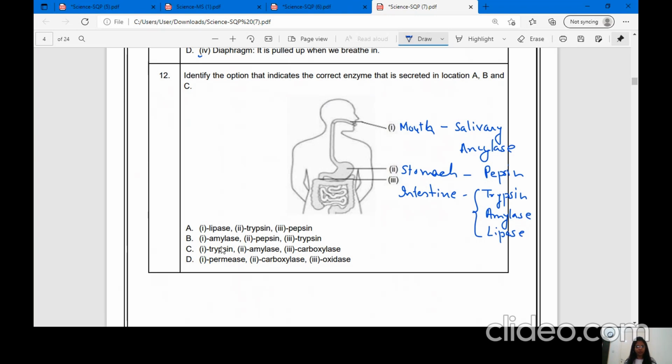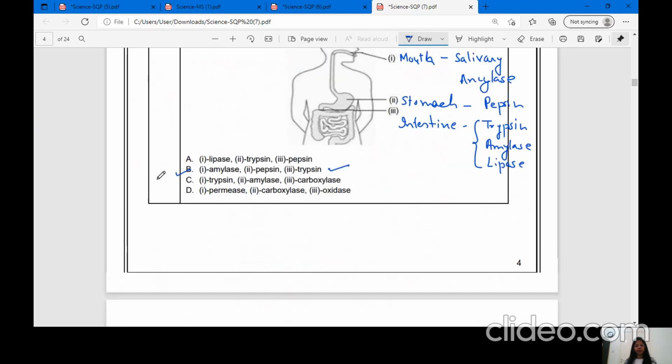So let's come to option A. Lipase. No, lipase is not secreted from the mouth. Come to the B part. Number 1, amylase. Yes, right. Number 2, pepsin. That is correct. Number 3, trypsin. Oh, all things are correct. Yes, yes. So let's take option B. Now I felt this question was very easy. Very easy. Okay, so I'm double sure about it. So I'm putting a double tick here.